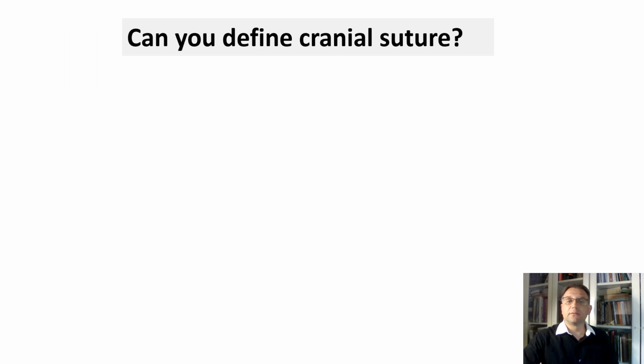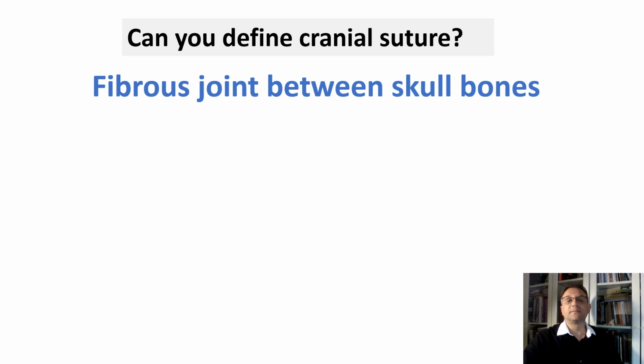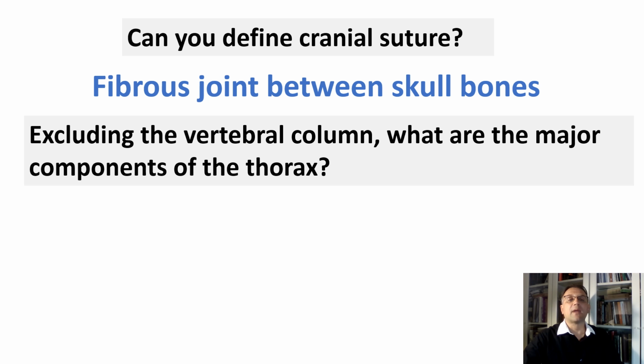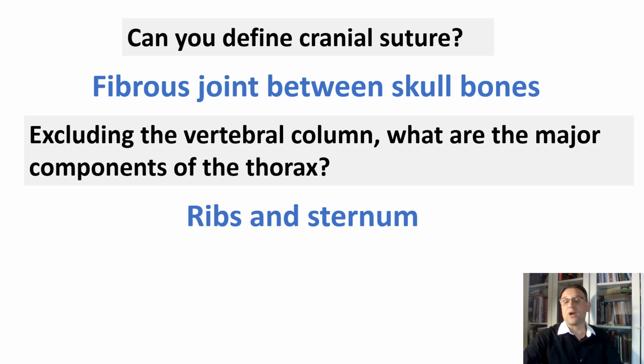Next question. Can you define cranial suture? Fibrous joints between skull bones. That is a correct answer. That's what cranial sutures are. Fibrous joints between skull bones. The next question. Excluding the vertebral column, what are the major components of the thorax? You are right if you right away said ribs and sternum.